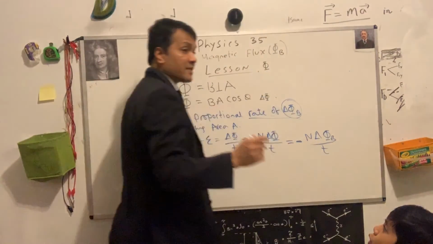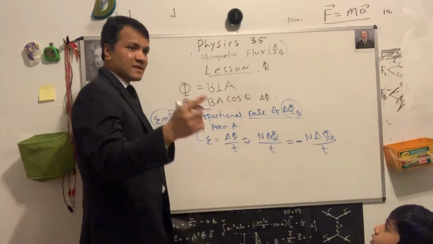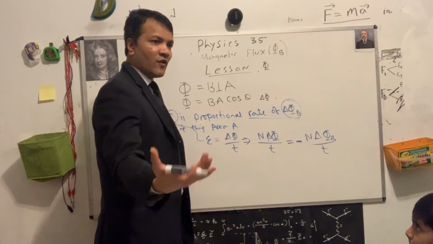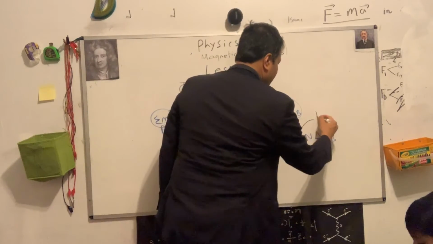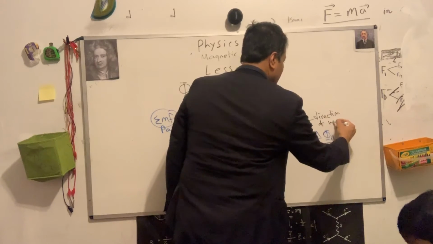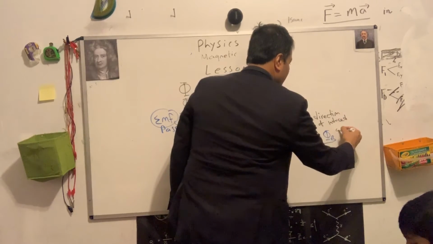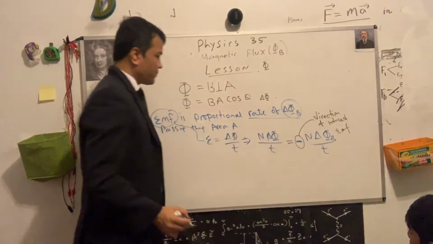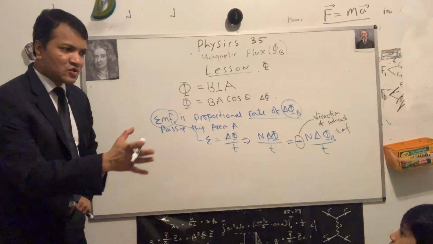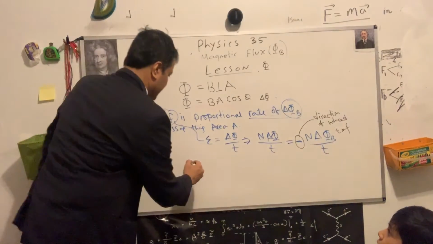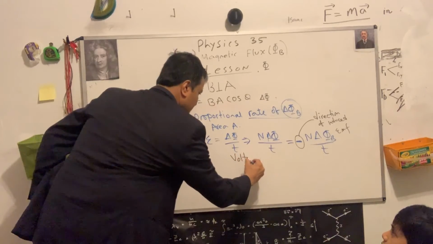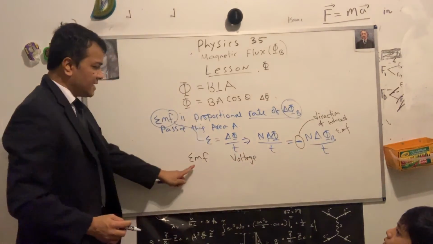Well, there is a difference between EMF and current. EMF is the voltage and current is a byproduct of voltage. What is the difference between voltage and EMF? EMF is like a pseudo voltage. It's kind of an induced voltage, right? Yes, it's induced voltage.